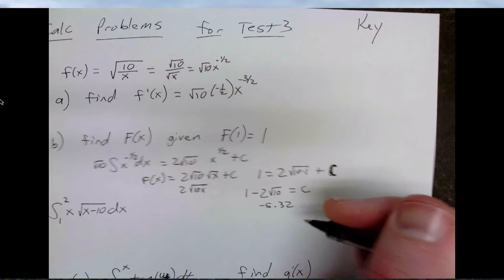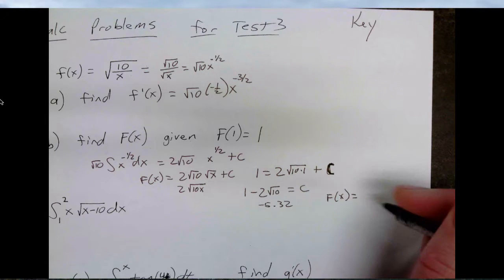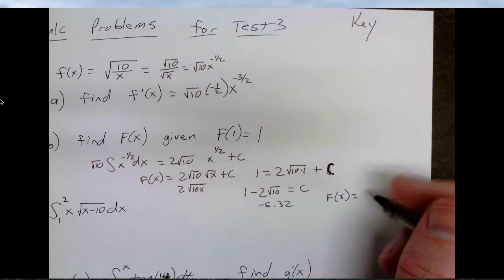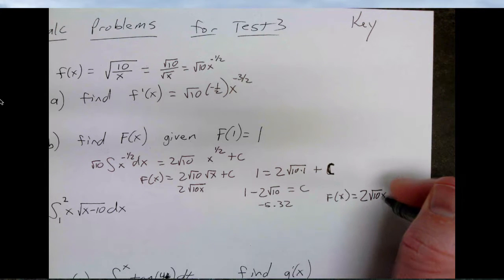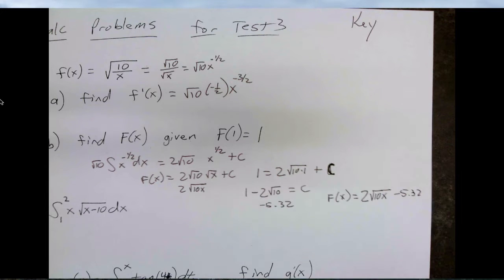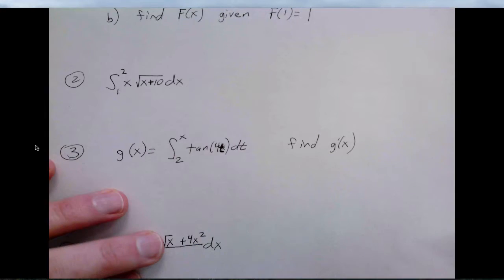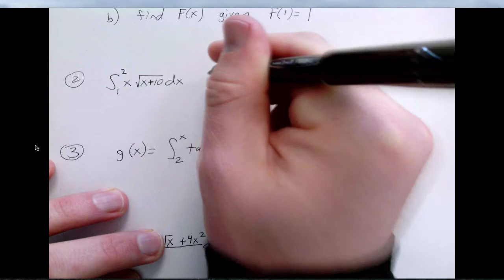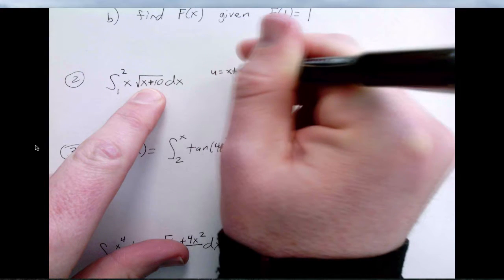So here we have f of x equals 2 radical 10x minus 5.32. There we go. In the second question, it's actually kind of difficult because it does not drop in degree from inside to outside. So I'm going to set u equal to the inside, the x plus 10.